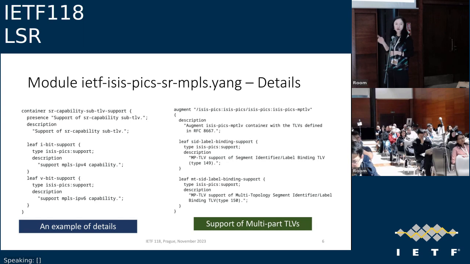So as an example, for the SR capability sub-TLV support, not only do you need to say I support the sub-TLV, you also need to figure out whether you support IPv4 SRM PRS or IPv6 SRM PRS. Right now I have it in the draft as a leaf, so that's how the current draft is written. And I also have the multi-part TLV definition here, the augmentation here.